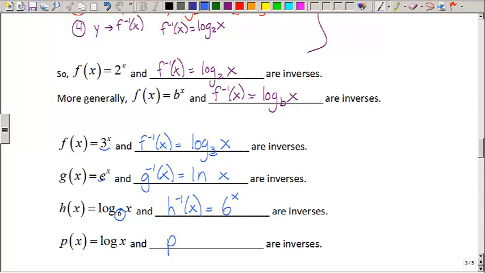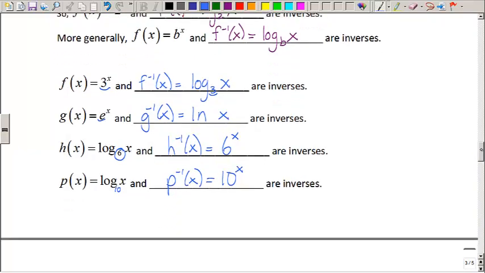Lastly, I have p of x equals log x. Notice there is no base here either. What's its inverse? Well, I know the inverse of a log function is an exponential, and the exponential's base is 10 because it's a common log base. So my inverse is 10 to the x. I would like you to be able to do this very, very quickly because we will be using exponentials to graph logarithmic functions.